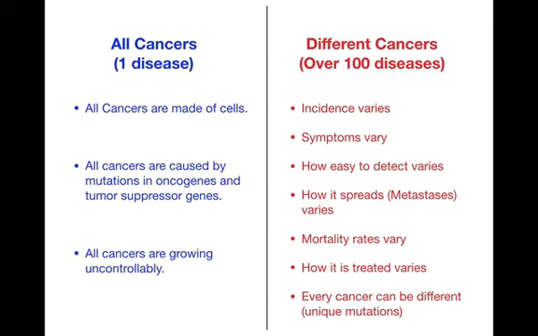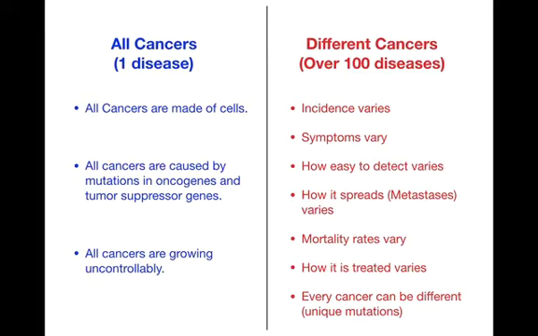Now, first off, is cancer a disease or many different diseases? Well, the answer is a little bit of both. If we look at what makes all cancers the same, all cancers are made of cells. All cancers are caused by mutations in oncogenes and tumor suppressor genes, and all cancers are growing uncontrollably. So any cancer that anybody has, that is always the case.